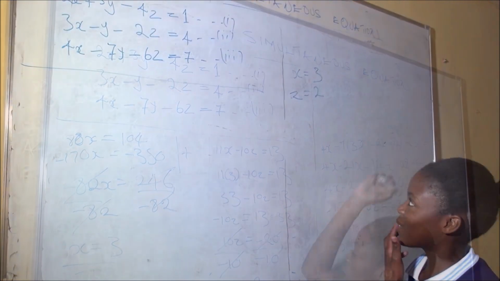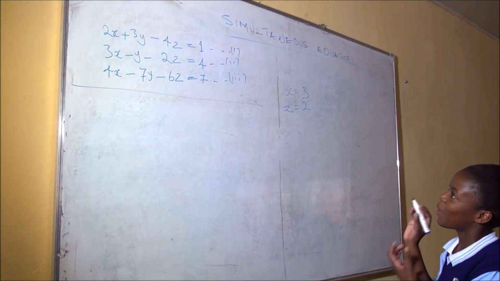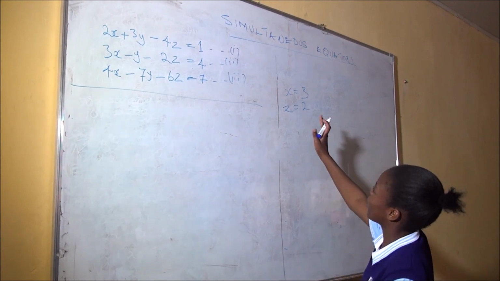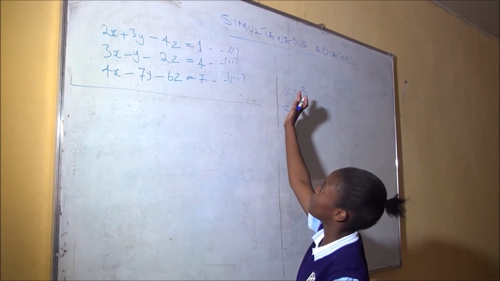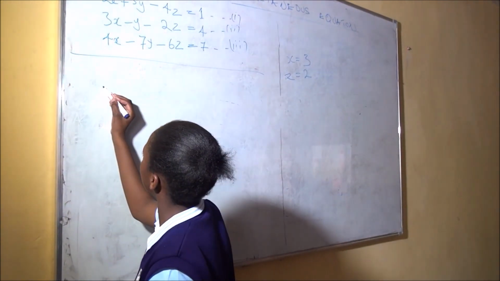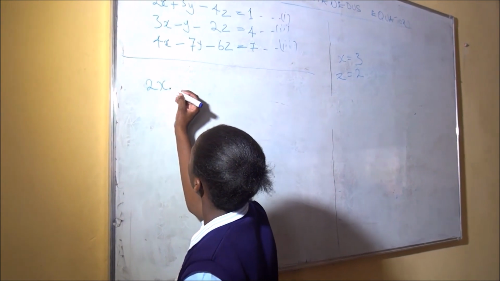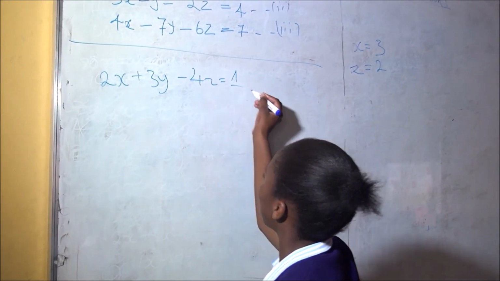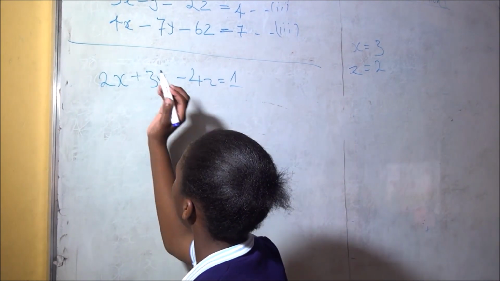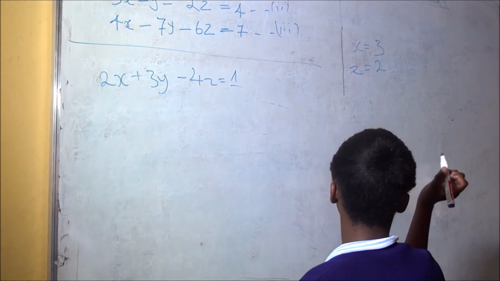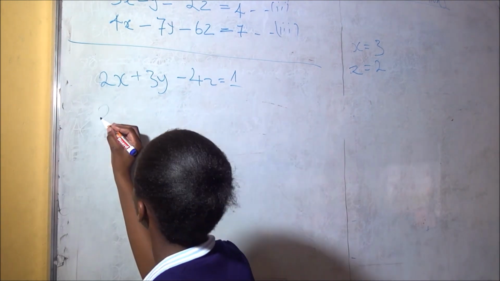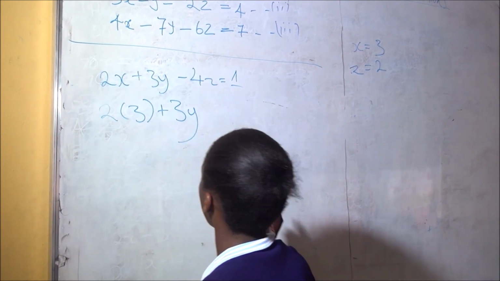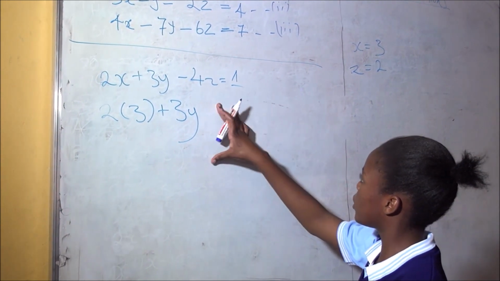But as for me, I'm going to get the first equation, which is 2x plus 3y minus 4z, which is equal to 1. So here, where there is x, I'm going to substitute with 3 plus 3y. Since here we have not yet found the value of y, that's what we are looking for here.